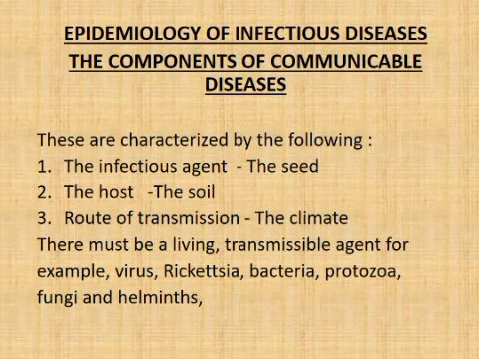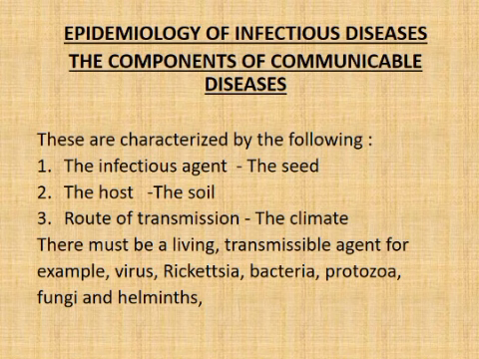Etiology of infectious diseases. The components of communicable diseases are characterized by the following: the infectious agent, that's the seed; the host, that's the soil; and the route of transmission, as the climate. There must be a living transmissible agent.